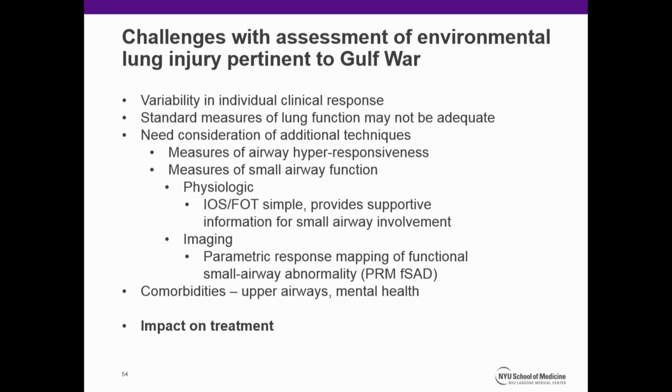So we had a lot of challenges with the assessment of environmental lung injury. I think many of these are pertinent to what you're discussing today. A lot of it has to do with variability in individual clinical response or heterogeneity. Standard measures of lung function may not be adequate. We may need to look at other things, including airway hyperresponsiveness, measures of small airway function, physiologic measures, as well as imaging, and also, as you've heard, a lot of comorbidities, including upper airway and mental health. And these are critical, particularly for us and for you, because they all impact on how we're going to treat these patients. So thank you very much.